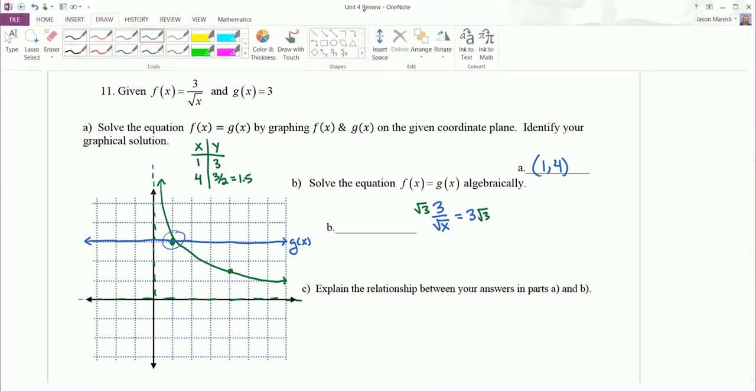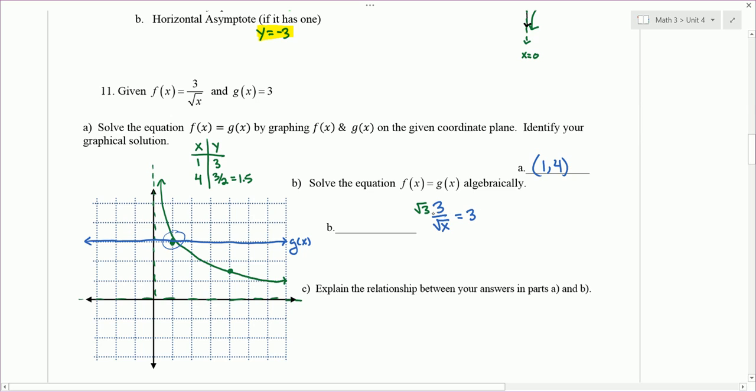sorry, I said x, but I didn't write it. I'll try that again. These cancel out, and you end up with 3 is equal to 3 times the square root of x. Then we divide by 3, and we get 1 equals the square root of x. And then to get rid of the square root, we square both sides.